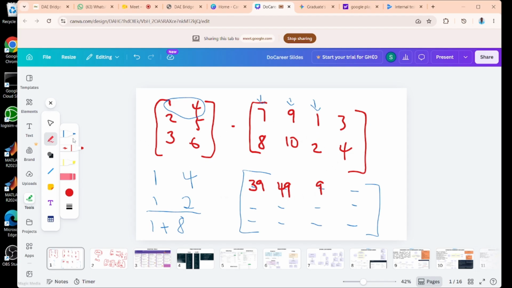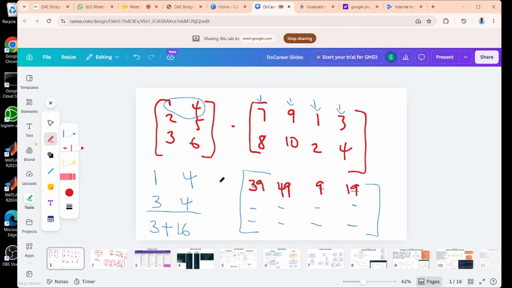Then we'll go to this one. We place 3 and 4. So 1 times 3, that's 3, plus 4 times 4, that's 16. Then the result is 19. So 19 is here.